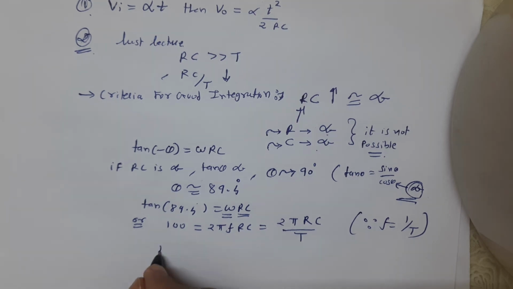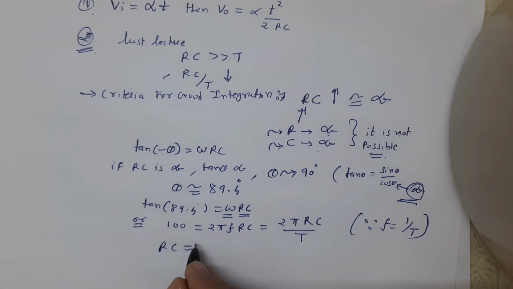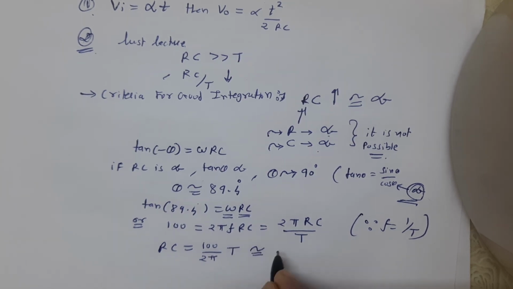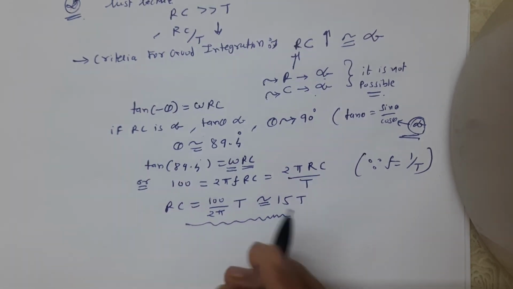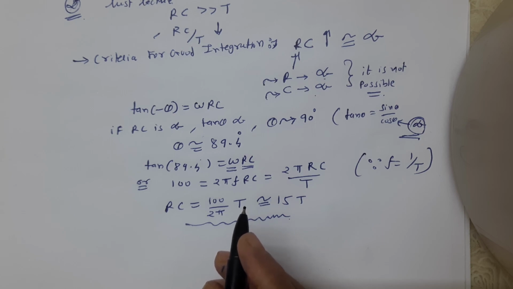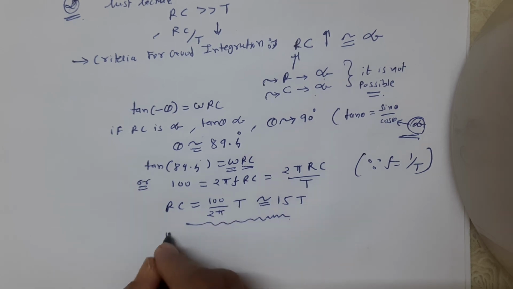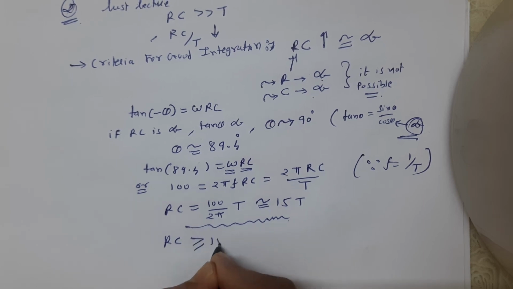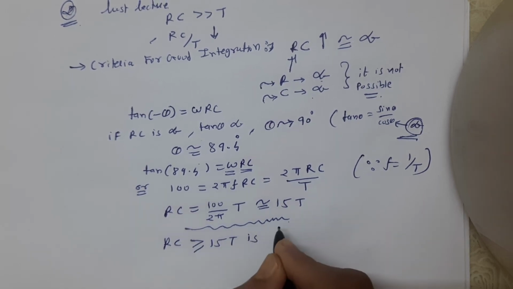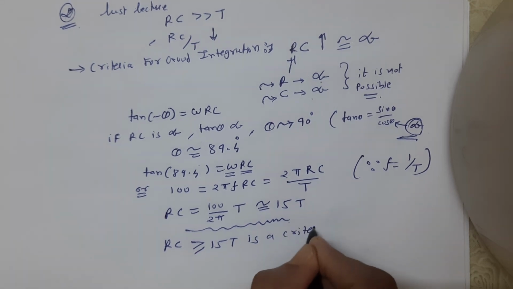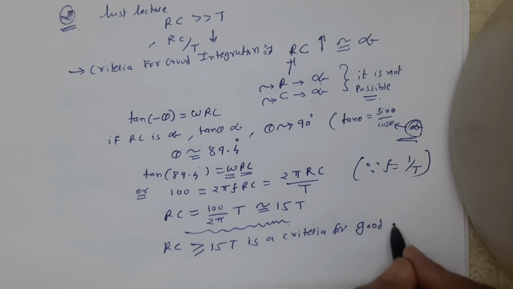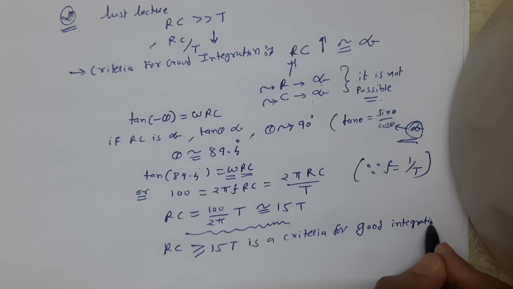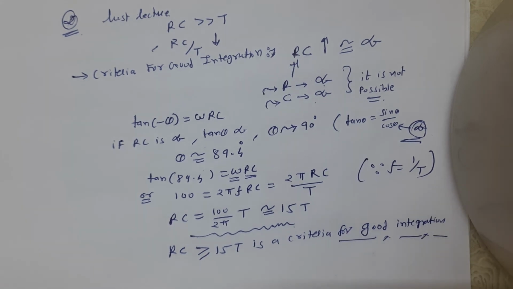Therefore, we can write RC is equal to 100 upon 2 pi into T, which is nearly equal to 15T, where T is the time period of the input sine wave. Hence, RC greater than or equal to 15T is the criteria for good integration. This completes your lecture. Thank you.